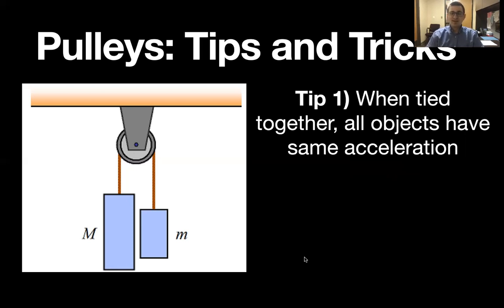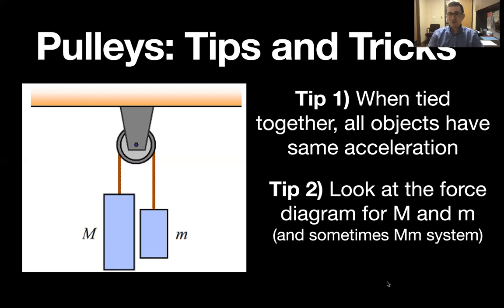Tip number one is that when things are tied together, assuming the string is not getting longer or shorter, then the objects are going to have the same acceleration. So if we calculate the acceleration of big M, then we're going to also know the acceleration of little m, and vice versa. Which actually gets me to tip number two, which is it's often helpful to look at the force diagram for big M and little m separately.